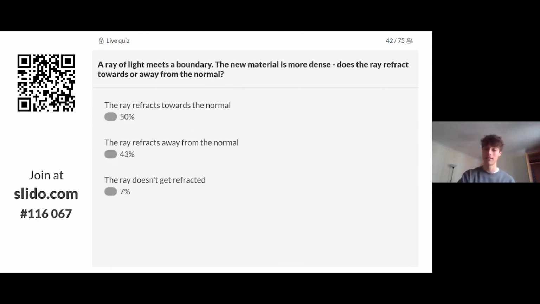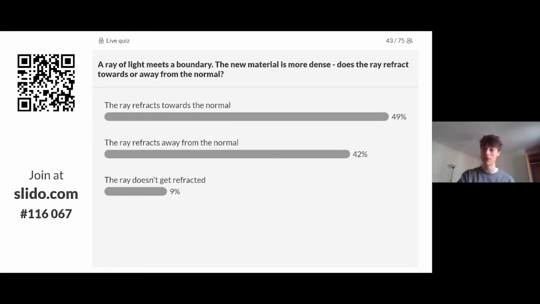Okay, let's look at the answer. So it's quite split between the two, and the answer is indeed the ray refracts towards the normal. So if the density increases, the speed decreases. We know that if the speed decreases, the angle also decreases. If the angle decreases, that means that we get closer to the normal. The ray refracts towards the normal.